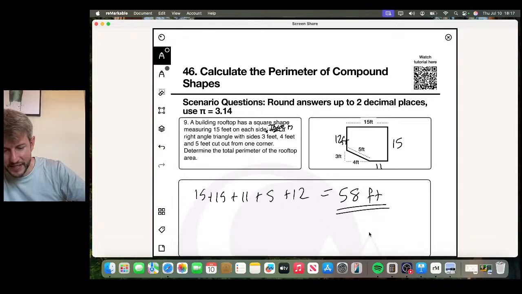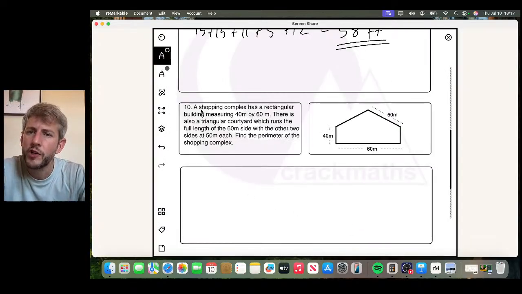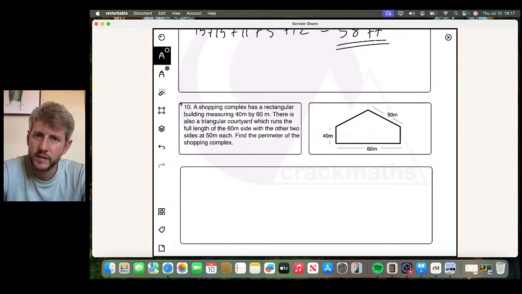Okay, and lastly for this section, question 10. A shopping complex has a rectangular building measuring 40 metres by 60 metres. There is also a triangular courtyard which runs the full length of the 60 metre side, with the other two sides at 50 metres each. Find the perimeter of the shopping complex.